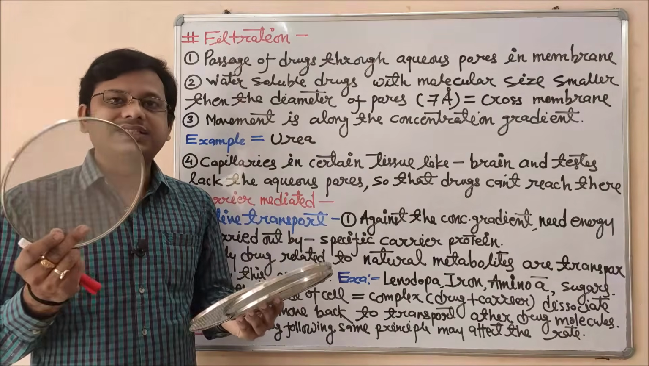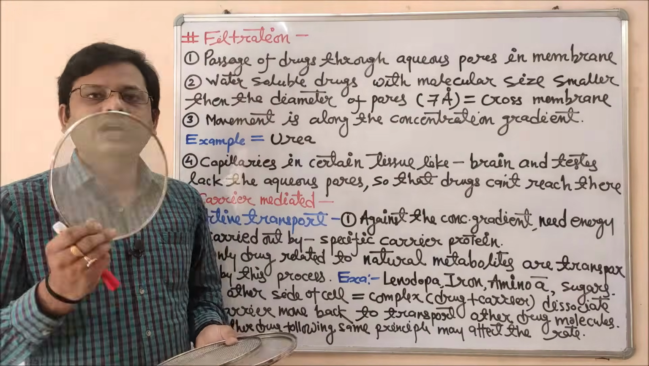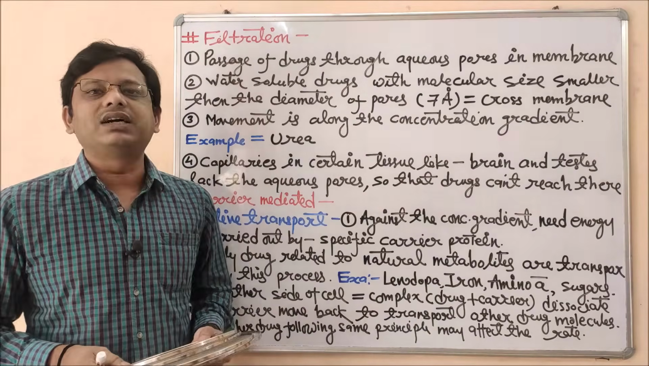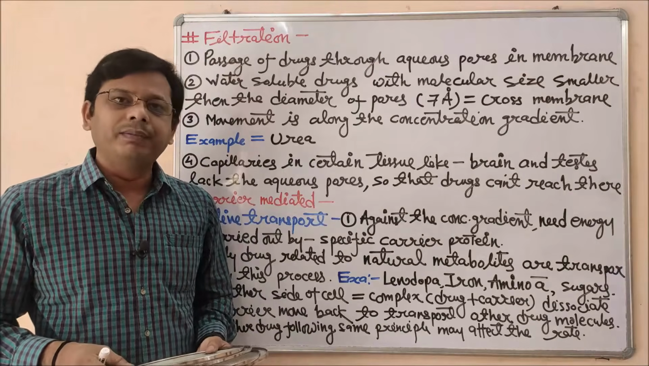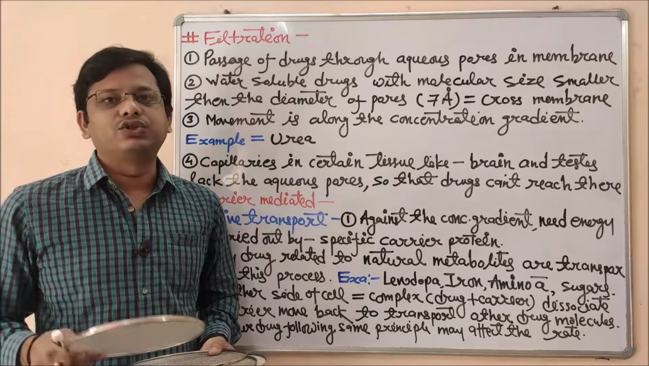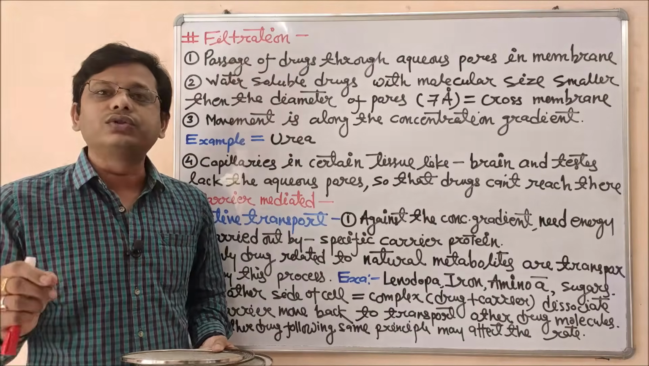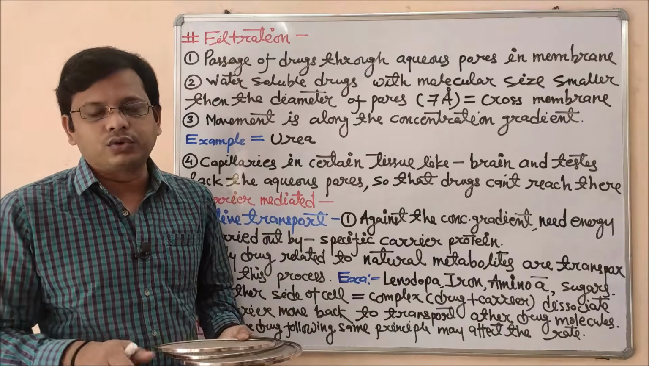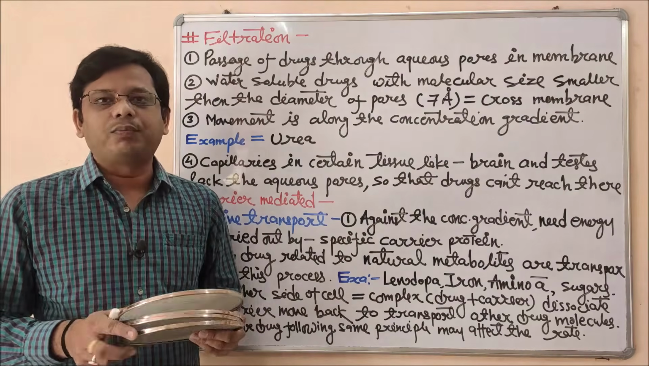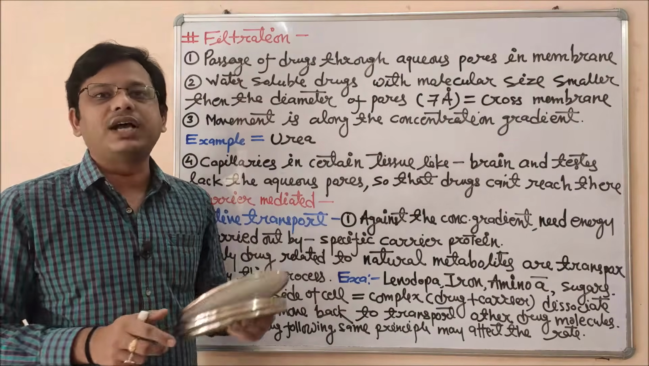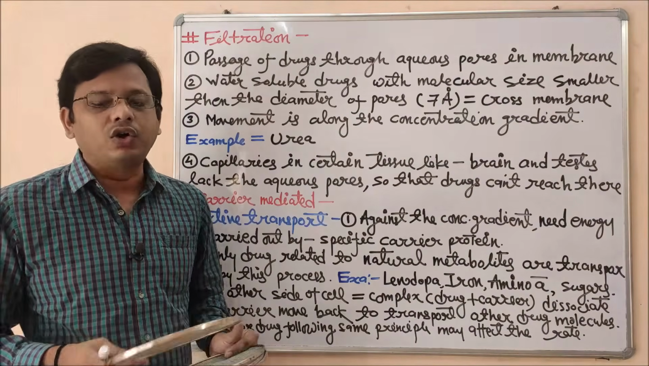As you can see in this screen, there are so many sizes of a screen. We can say pore size of a screen. For some time, please assume this as a membrane, or we can say a phospholipid bilayer membrane. So they are having different size of pores. This is the smallest size. So only those drugs, those agents, which have a smaller particle size as compared to the pore size of this screen may pass through this screen. Otherwise they will not be allowed to pass.